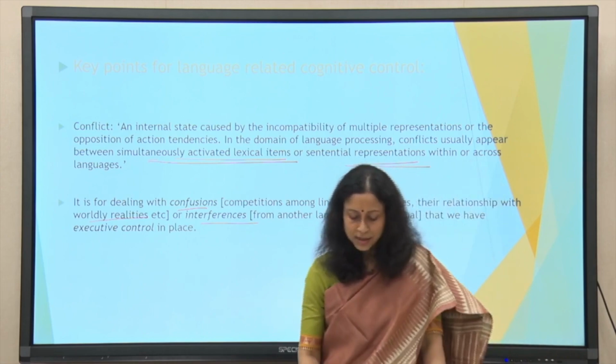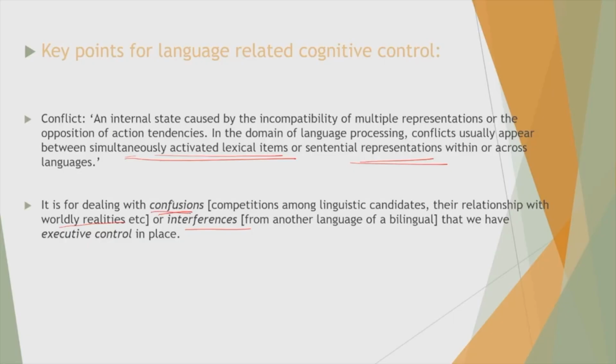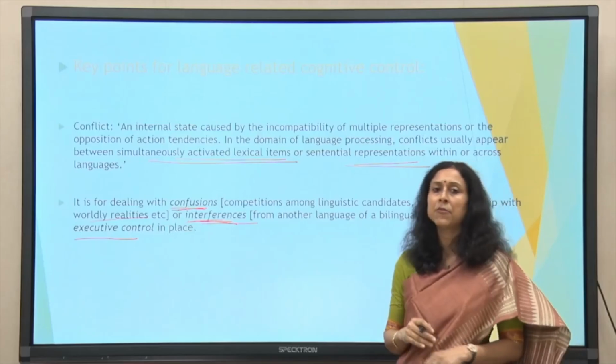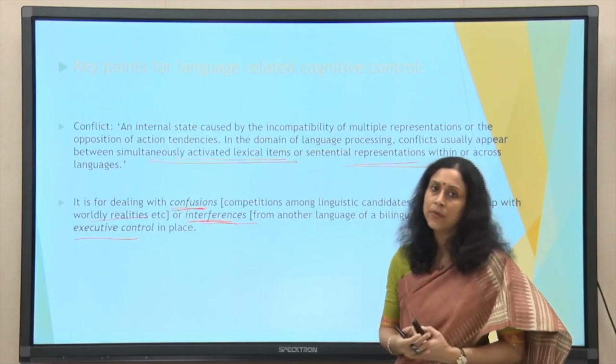So, these are some of the problems, some of the conflicts that we are talking about in terms of language processing. So, that is why conflict monitoring and conflict resolution is part of language processing as well, and inhibition basically refers to inhibiting the interferences from the other candidates, whether it is a lexical candidate or a sentential candidate. So, that is where we bring in executive control in terms of language processing. When we talk about language processing and executive control, this is where we are going.